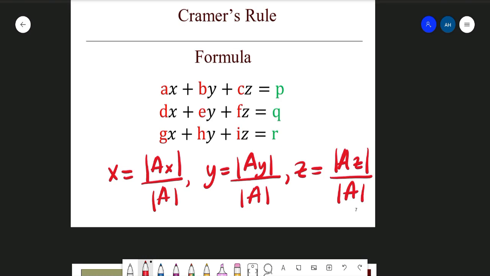Now the idea is the same as when we have two equations and two unknowns, but this time we have three unknowns, so we have to find X, we have to find Y, and we have to find Z. Therefore, in this formula, we have AZ. Previously we had AX and AY only.